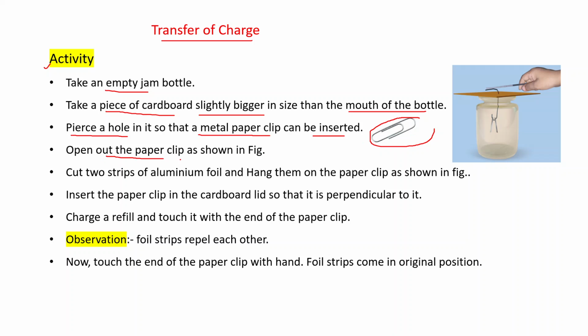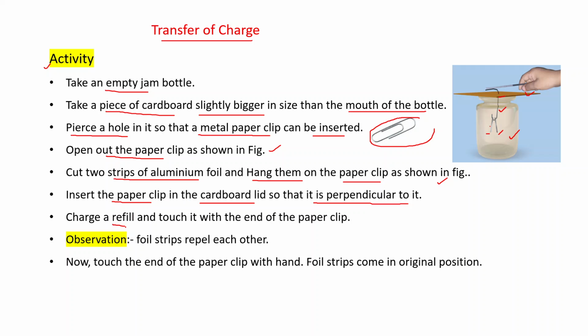Open out the paper clip as shown in the figure. Like this is a paper clip. We opened it. Okay, this is cardboard and this is the bottle. Cut two strips of aluminum foil and hang them on the paper clip as shown in the figure. These are the two strips of aluminum foil. Okay. Insert the paper clip in the cardboard lid so that it is perpendicular to it. Okay. This paper clip is inserted. This is cardboard and this is paper clip.